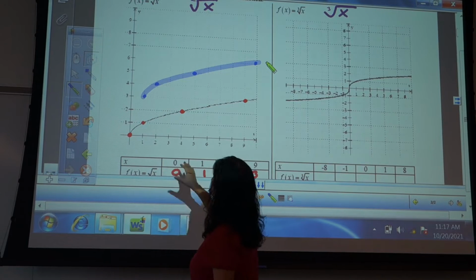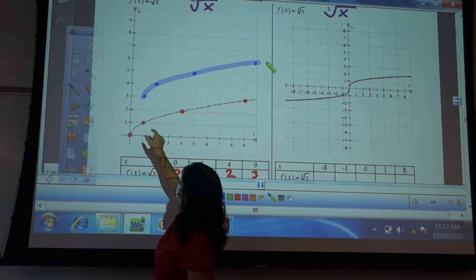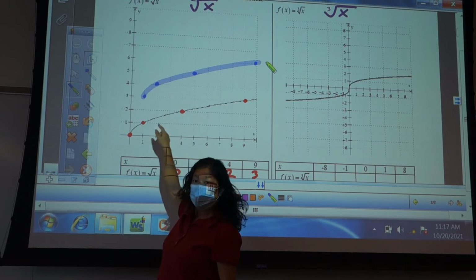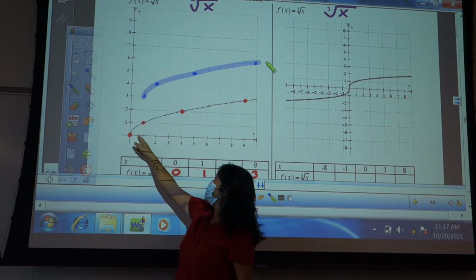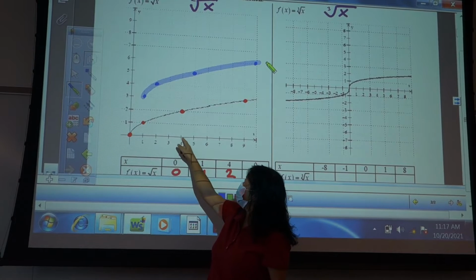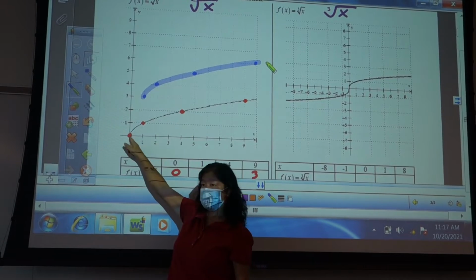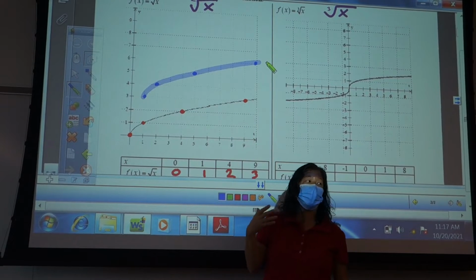So what we're saying is, no matter where we take this and shift it, these 4 points will still have the same relationship to each other. From here, right 1, up 1. Again from here, right 4, up 2. And again, starting from the origin, right 9, up 3. They're always going to have that relationship to each other.